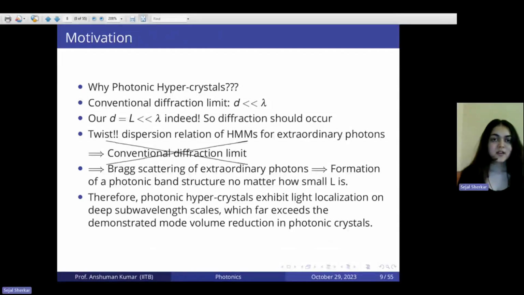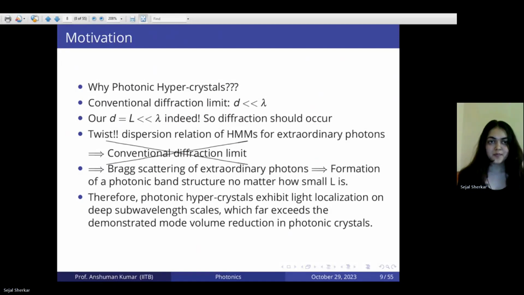Why photonic hypercrystals? The conventional diffraction limit is very small compared to the wavelength of light. Rd, the period of the crystal, is indeed very much less than the wavelength of light. So diffraction should occur. But the twist is the dispersion relation of hyperbolic metamaterial for extraordinary photons does not exhibit the conventional diffraction limit. Therefore, Bragg scattering of extraordinary photons results in formation of photonic band structure no matter how small L is. Therefore, photonic hypercrystals exhibit light localization on deep subwavelength scales, which far exceeds the demonstrated mode volume reduction in photonic crystals.